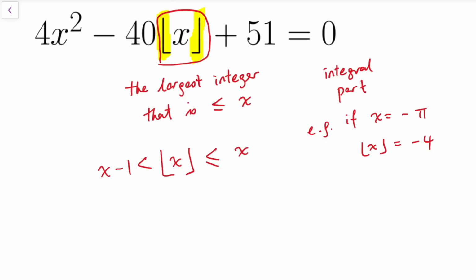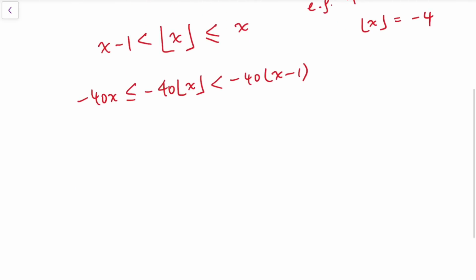Now with this range, we can take a look at the range of the whole term, minus 40 times the floor function of x. And it should be between minus 40x and minus 40 times x minus 1. So for the given equation, I can say we just add 4x squared and 51 on all parts of this inequality.